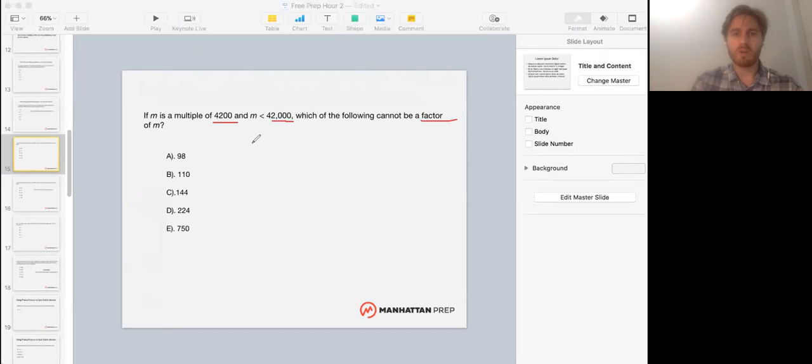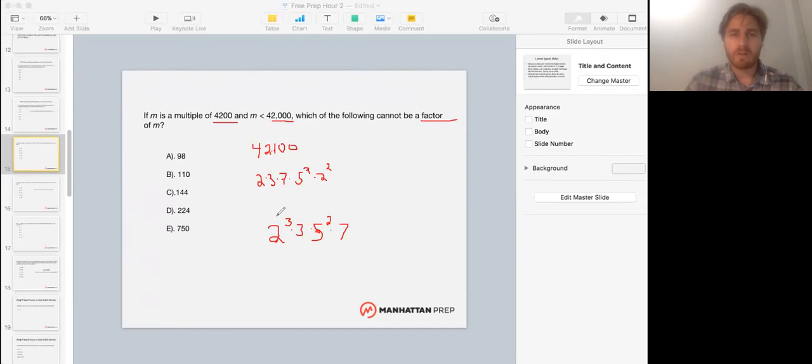So 4,200, okay, well, that's 42 times 100. That breaks down to 7 times 6, which is 2 times 3 times 7. And 100, I have memorized, is 5 squared times 2 squared. So the final prime factorization here is 2 cubed times 3 times 5 squared times 7. I like to write prime factorization like this. It keeps it organized, in descending order, etc.